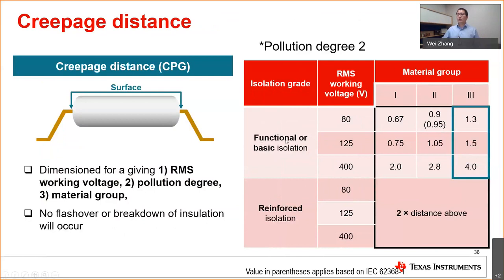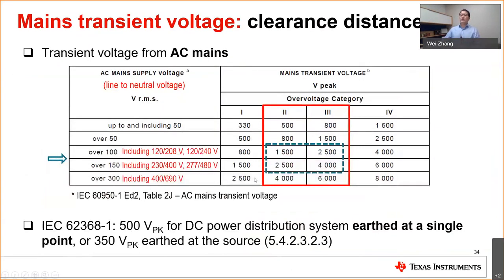For functional isolation, basic, for 400 volts, if you are working with a PCB with a material group 3A, you need 4 millimeter. For reinforced isolation, please times 2. And now people say, okay, I need a reinforced isolation for the driver. Yes, here you go, you need 8.0 millimeter. But when it's coming to the pulse voltage right here, it is not that high. I mean, sometimes we have a part which is very much overkill.